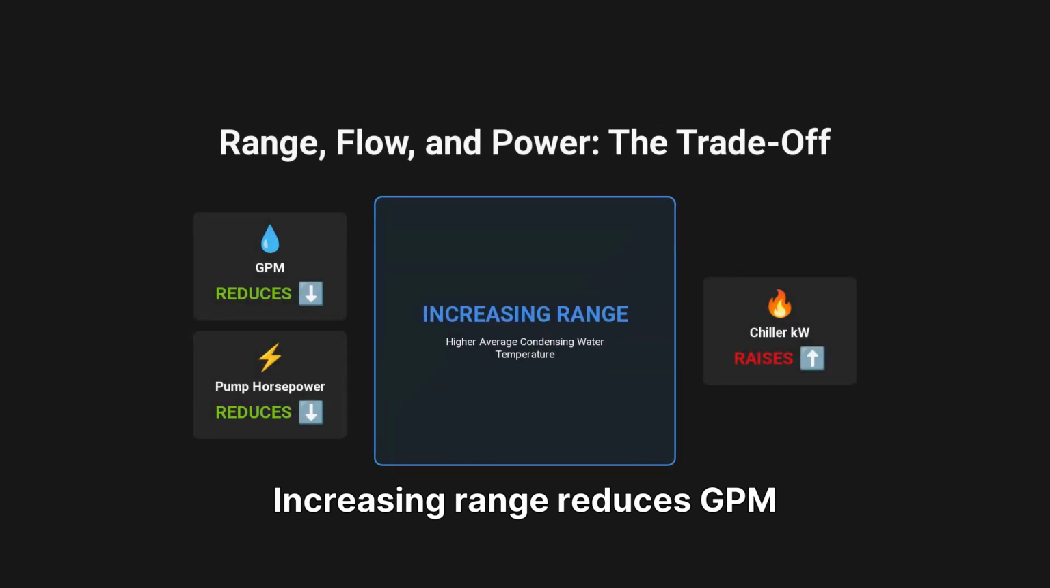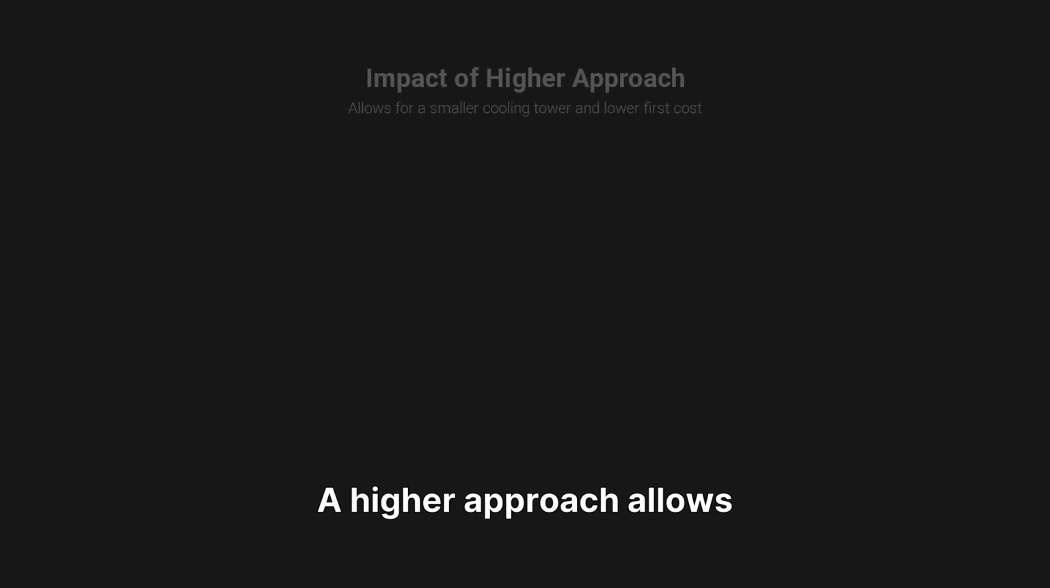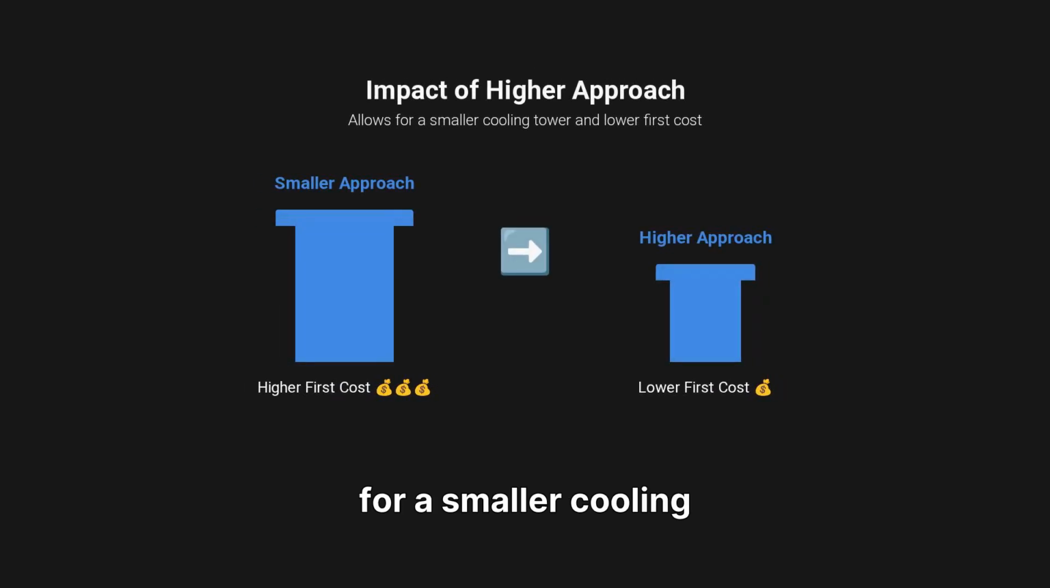Increasing range reduces GPM and pump horsepower, but raises chiller kW due to higher condensing water temperature. A higher approach allows for a smaller cooling tower, resulting in a lower first cost.